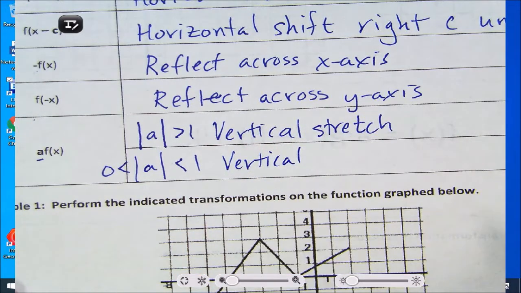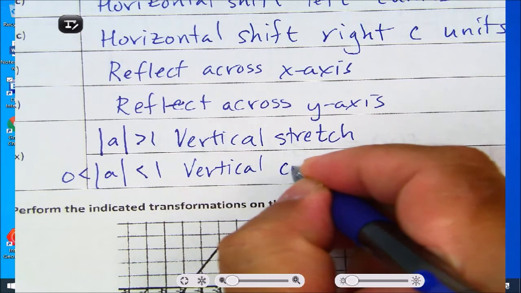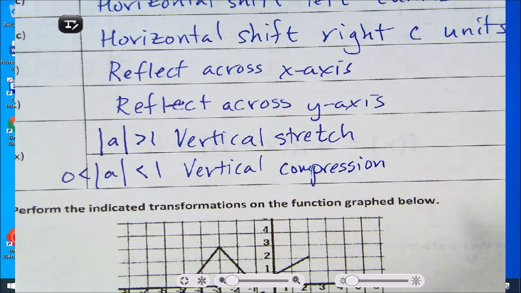What's the opposite of stretch? Shrink. Shrink? What else? We need a fancier word than shrink. Get smaller. Decrease. It's called a compression. But if you put shrink on a test, I'll take it. Okay, it's a vertical shrink.